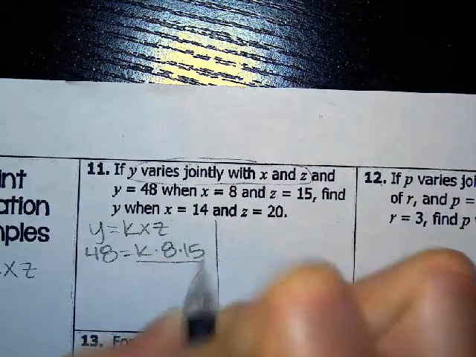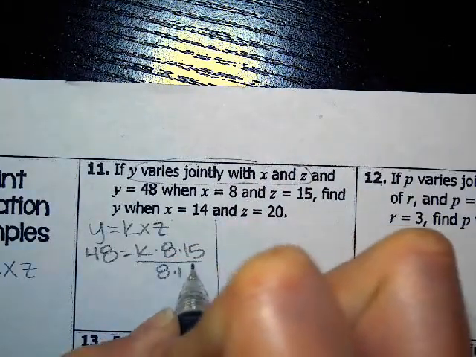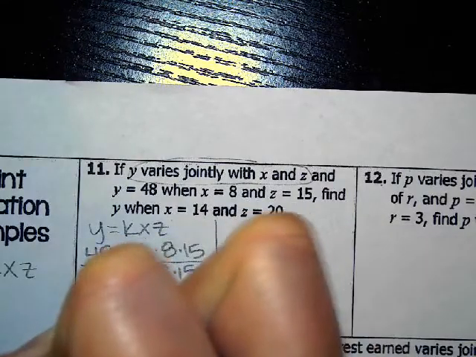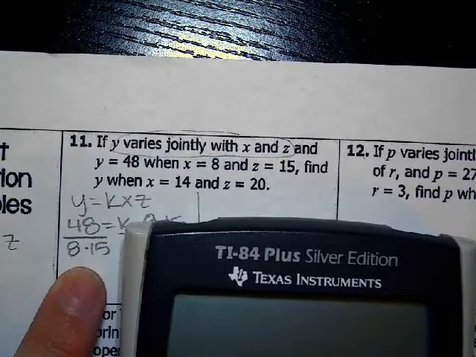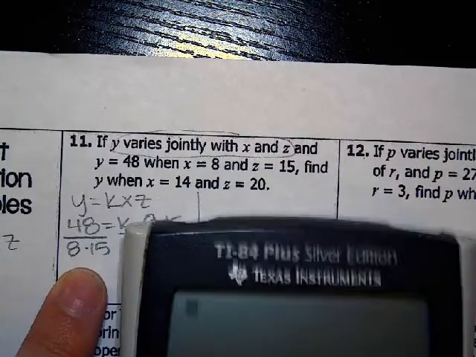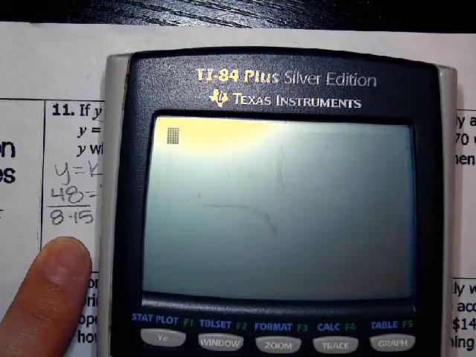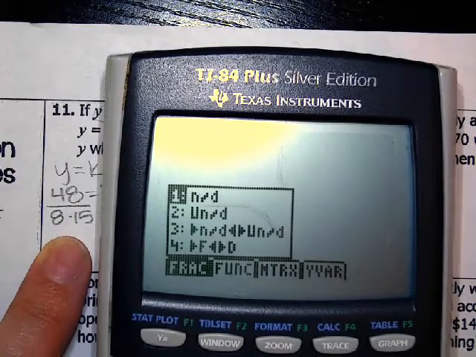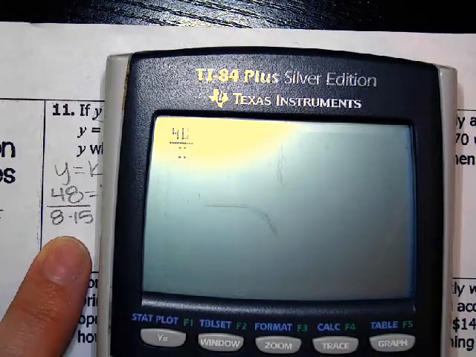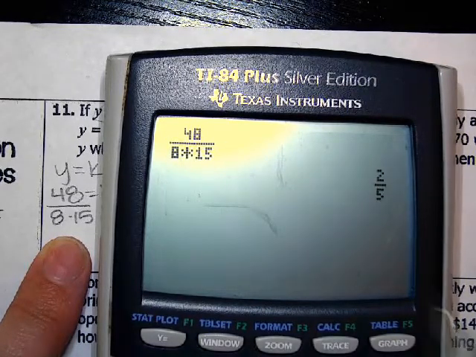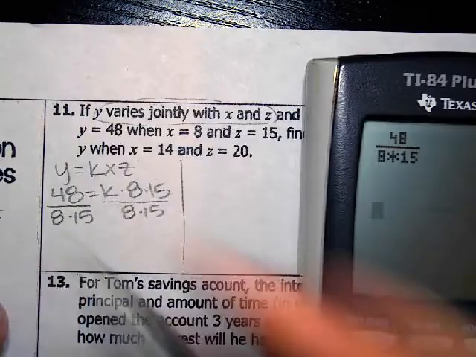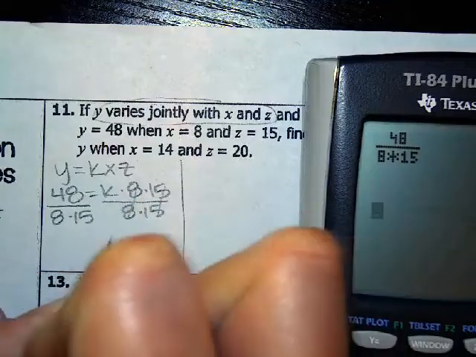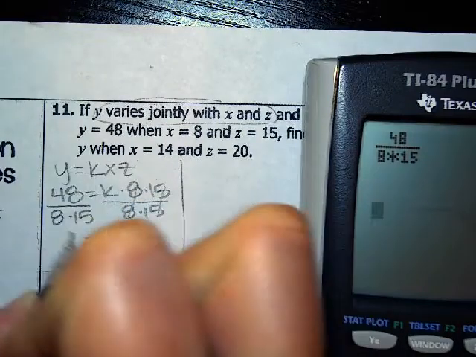So I'm going to just divide by 8 and 15. And so when I do this, you have 2 different ways you can type this in. You can do alpha y equals to type it in like a fraction and do 48 on the top and then 8 times 15 on the bottom. And this is kind of nice because it's going to give you the k as a simplified fraction already. So we canceled out both of those. We get k equals 2/5.